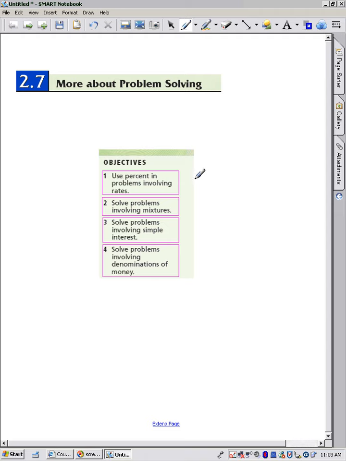In this section, we're going to talk about using percent in problems involving rates. The mixture problems are actually not something that you need to worry about in this section. We're going to solve problems involving simple interest, and then solve problems involving denominations of money.